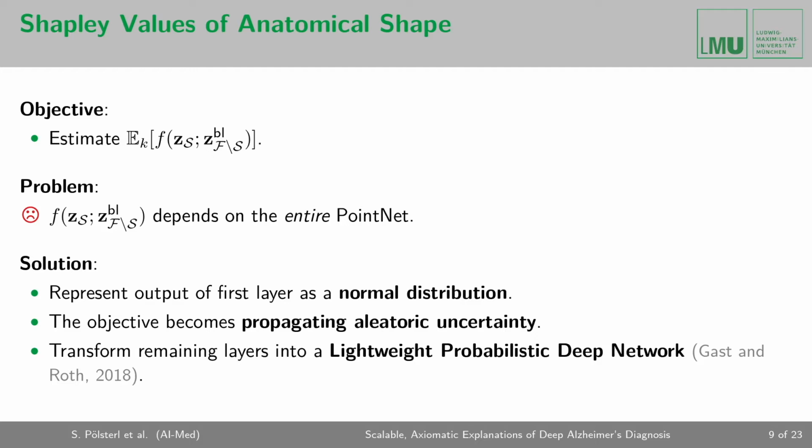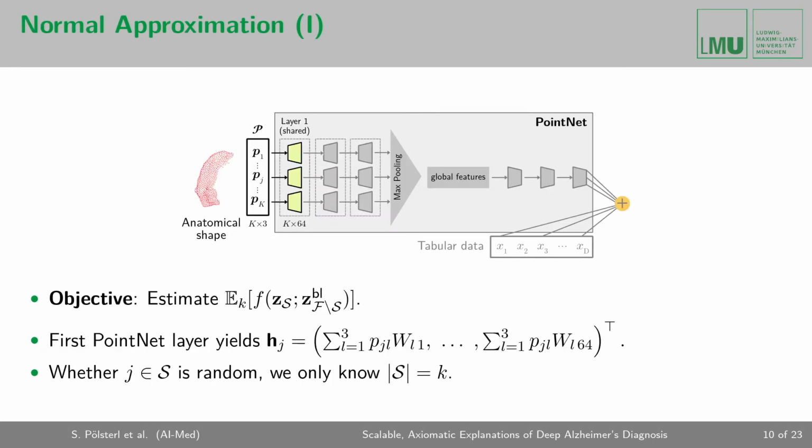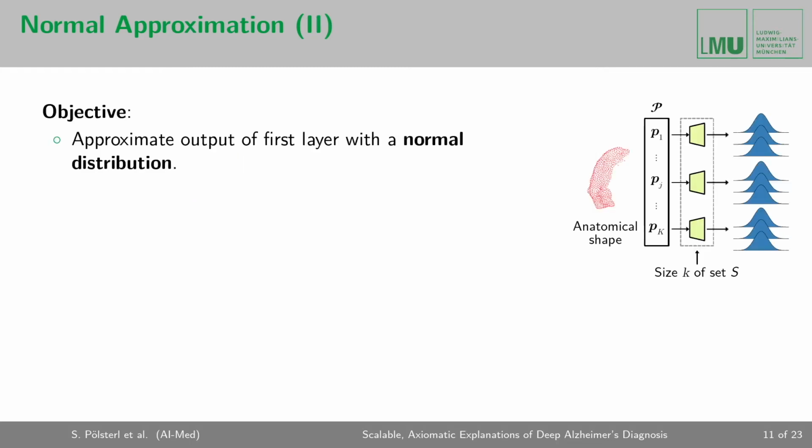The trick is that propagating aleatoric uncertainty is exactly what lightweight probabilistic deep networks proposed by Gast and Roth already do. Let's focus on the normal approximation of the first layer. The first layer is fully connected, hence it computes a sum over products as shown in the formula for Hj. But the expectation above is with respect to the network's output where k points have been removed. We don't know which ones have been removed, only that k have been removed.